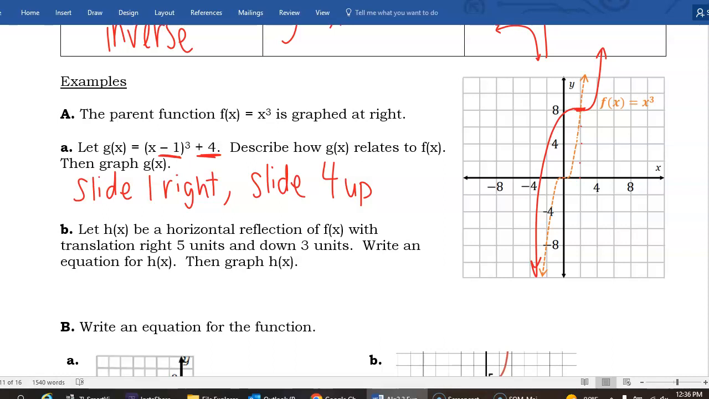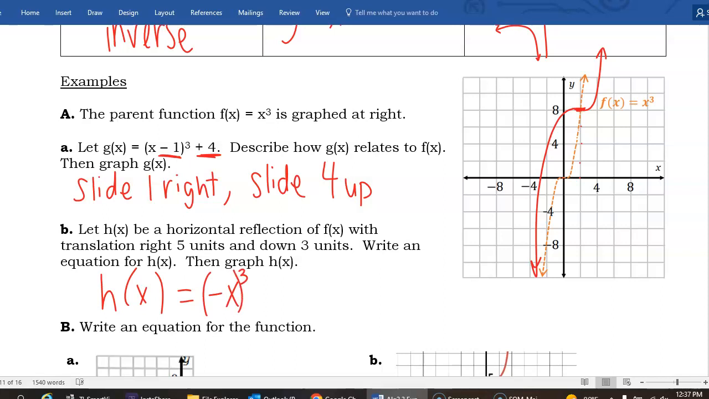Letter B, we'll do another transformation, h of x. I want it to be the horizontal reflection of f of x with a translation right 5 units and then down 3 units. So let's go h of x. We're going to do the horizontal reflection first. If we think back to our horizontal reflections, that means I need a negative in front of the x. But specifically in front of the x, right?